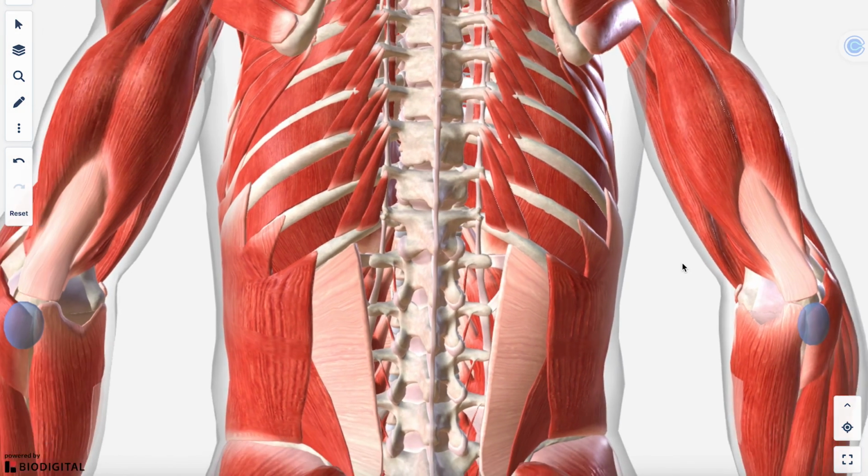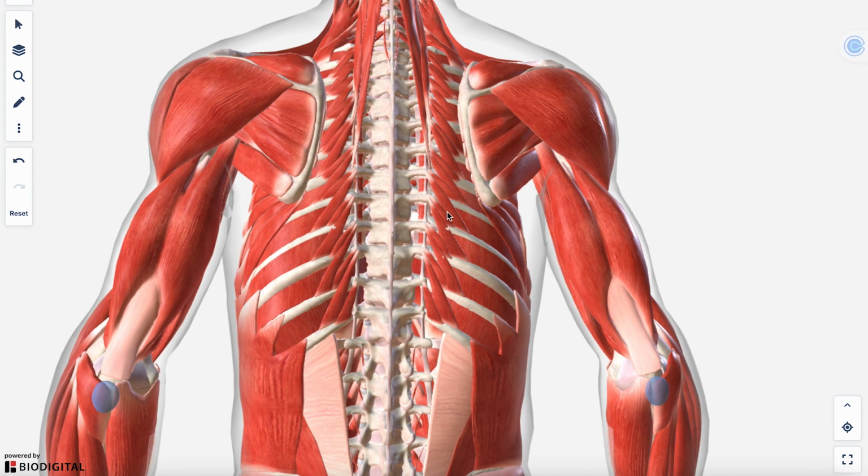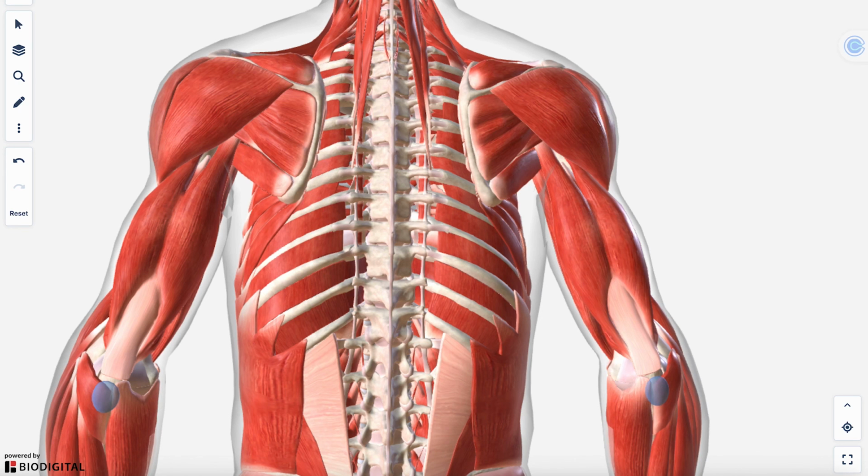Okay, and then the last muscle to finish off this deep layer of intrinsic back muscles are the levator costarum muscles. So it is what is in the name as well. One of its functions is to lift or elevate the ribs. So levator costarum, referring to ribs. So this is your levator costarum muscles. You can hide that, and you can hide these. And that is all of the intrinsic back muscles, the different layers.